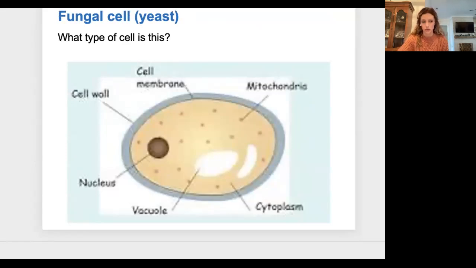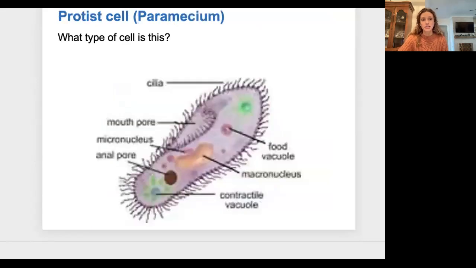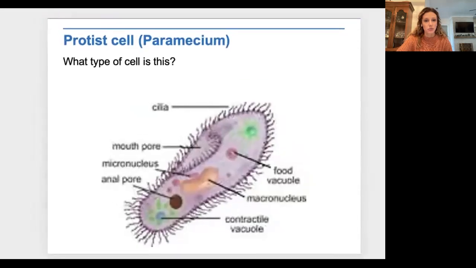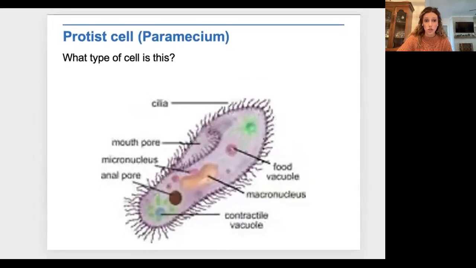It's going to be a eukaryote. All right, last one. It says protist cell, paramecium. So what type of cell is this? Do you see a nucleus? No. Okay, so what type of cell does this have to be? Prokaryote. Okay, so now that was the notes for today.